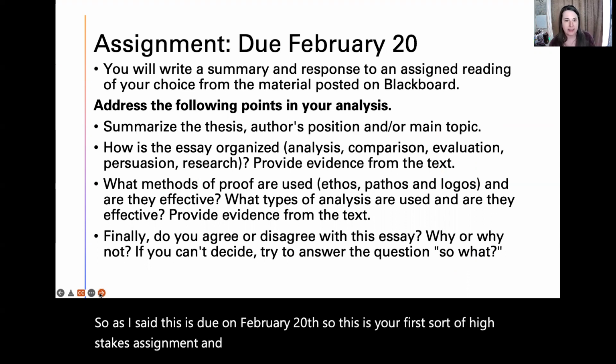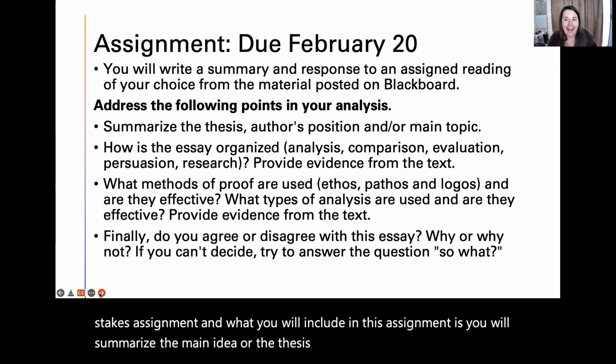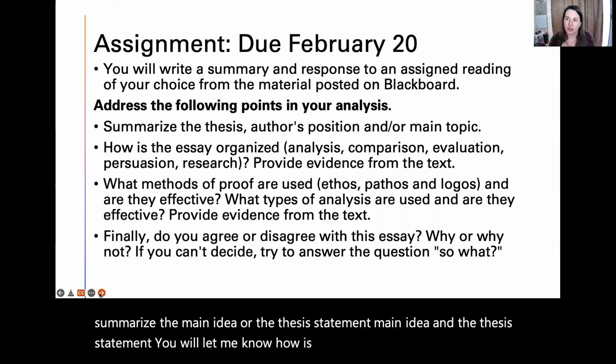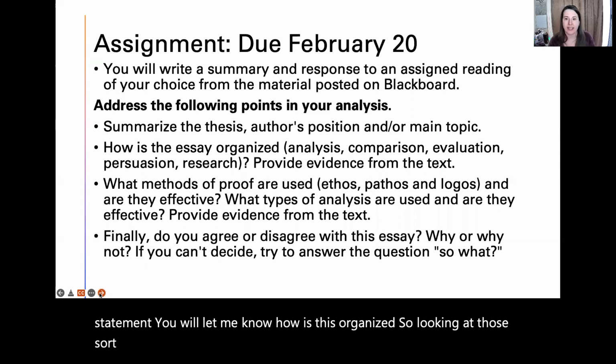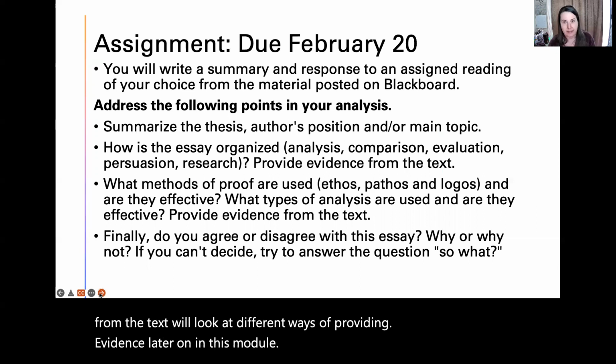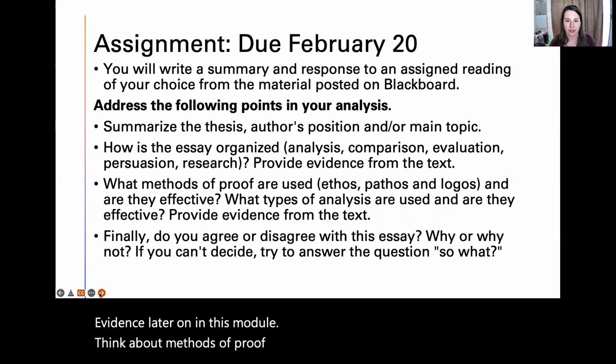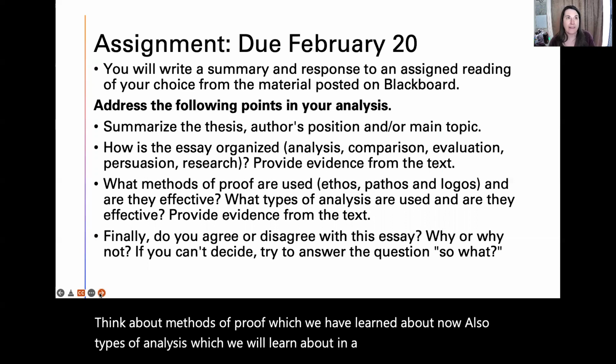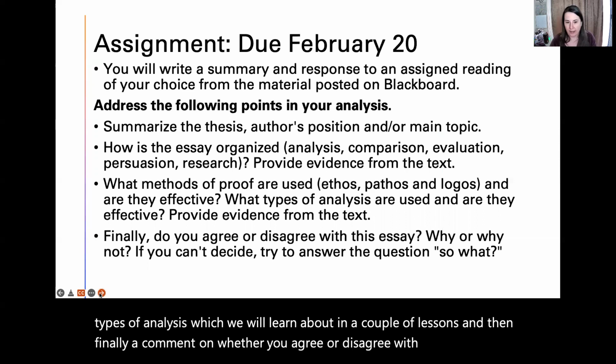And what you will include in this assignment is you will summarize the main idea and the thesis statement. You will let me know how it is organized, so looking at those approaches: analysis, comparison, evaluation. Provide evidence from the text. We'll look at different ways of providing evidence later on in this module. Think about methods of proof, which we have learned about now. Also types of analysis, which we will learn about in a couple of lessons. And then finally, a comment on whether you agree or disagree with the essay, why or why not.